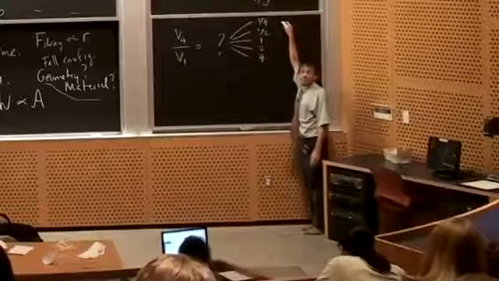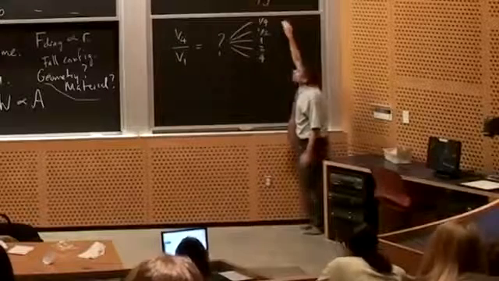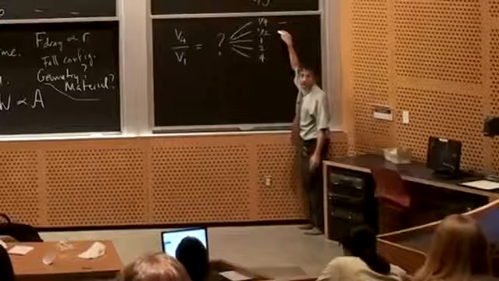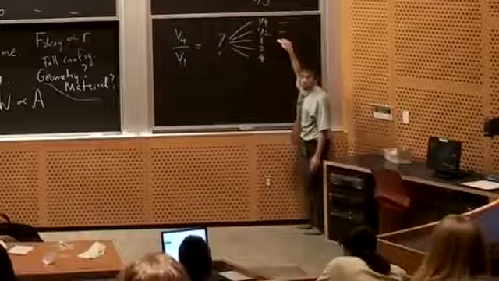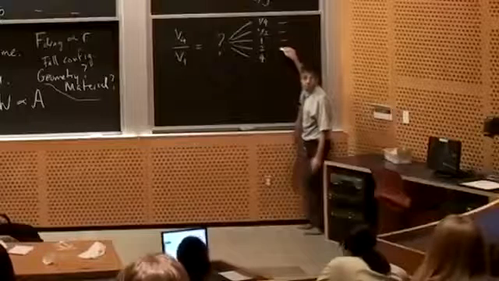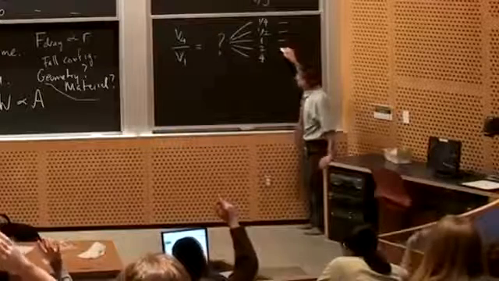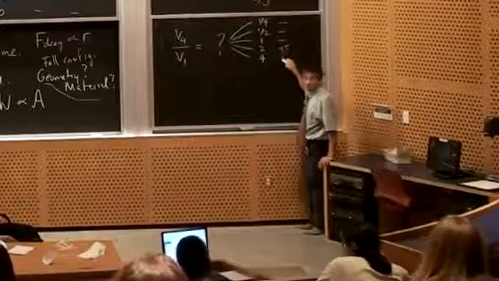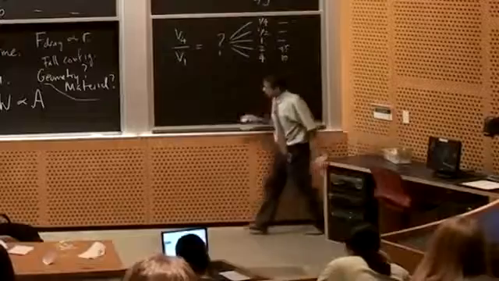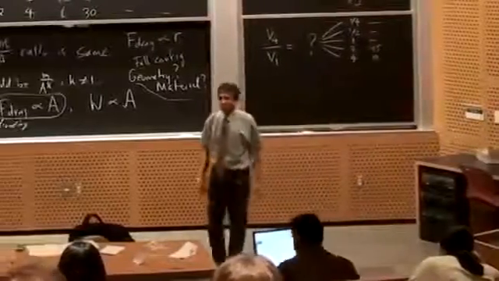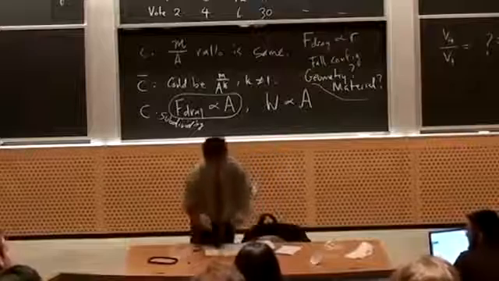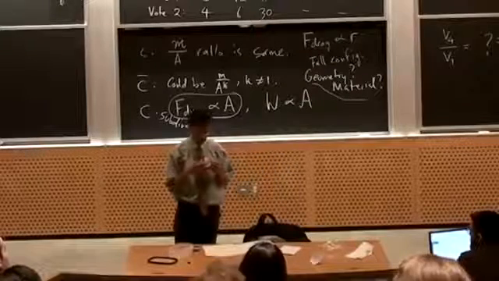1/4. Who votes for 1/4 ratio? Who votes for 1/2? Oh. 1, 2, that's about 35, 4, about 10. Okay, so let's do the experiment. 1, 2, 3, 4 of them.